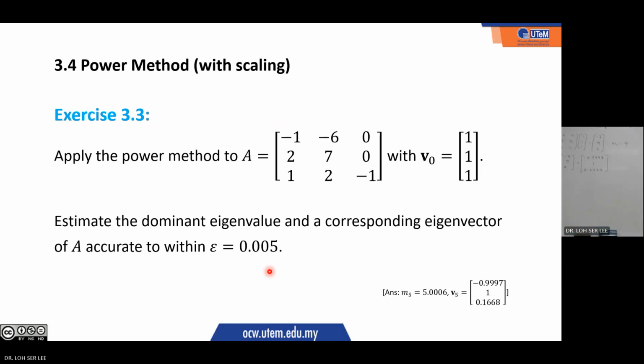Okay. Then next, error V1 minus V0. Okay. The infinity norm, V1 minus V0.